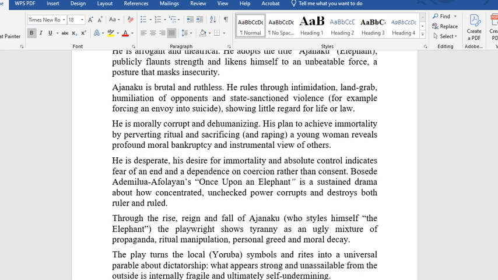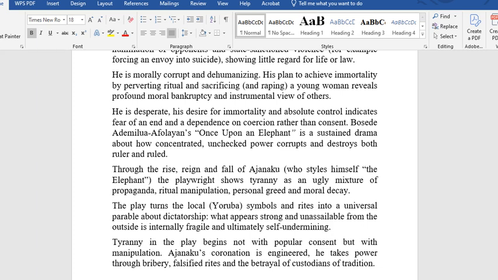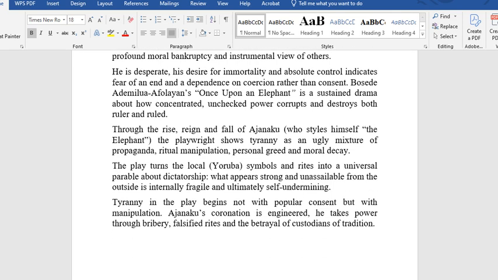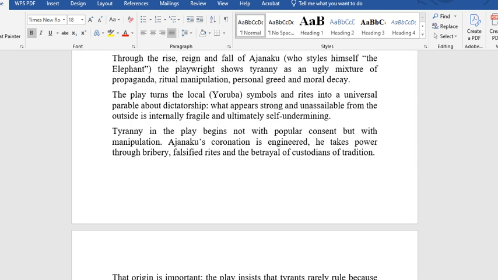He's desperate. His desire for immortality and absolute control indicates fear of an end and dependence on coercion rather than consent. Bosede Ademilua-Afolayan's Once Upon an Elephant is a sustained drama about how concentrated, unchecked power corrupts and destroys both ruler and ruled. Through the rise, reign, and fall of Ajanaku, who styled himself the elephant, the playwright shows tyranny as an ugly mixture of propaganda, ritual manipulation, personal greed, and moral decay. The play turns local Yoruba symbols and rites into a universal parable about dictatorship. What appears strong and unassailable from the outside is internally fragile and ultimately self-undermining.